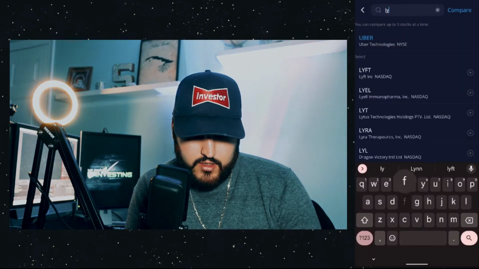Now, one other thing that I want to show you is how you can compare stocks on Webull. For instance, let's say that I wanted to compare Uber to a competitor, let's say Lyft. The way I can quickly do that and see the performance of the two stocks over each other is I can click on that little chart toolbox. I can click on compare. I'll type in the other stock. So I'll type in Lyft and I'll add it. And now I'm going to hit compare.